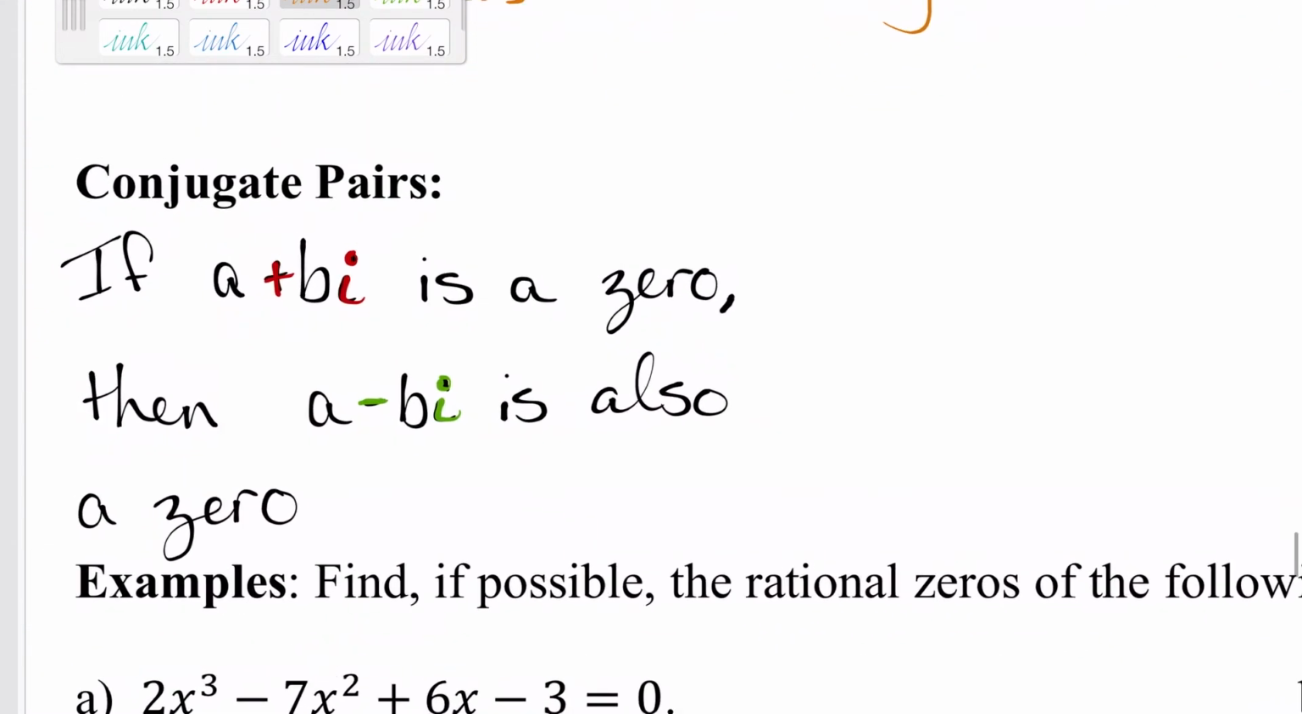So conjugate pairs: when we have something that's imaginary, in order to get an imaginary, we would have had to have taken a square root. In order to undo a square, anytime we take a square root, we always have a plus minus. So if I have one imaginary, I'm also going to have its conjugate. If one's a 0, the other one has to be a 0 because of that plus minus when we take a square root.